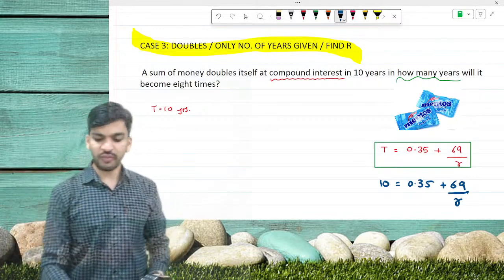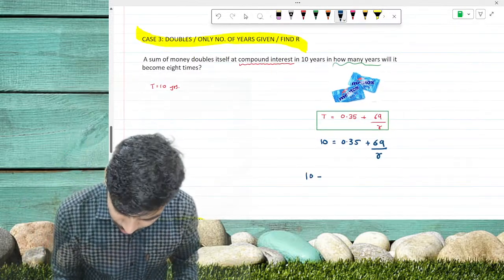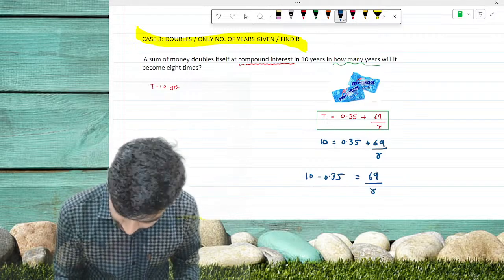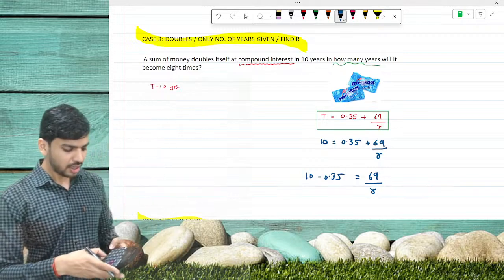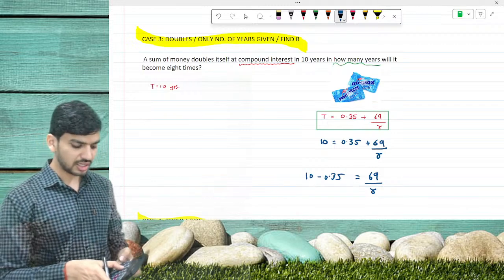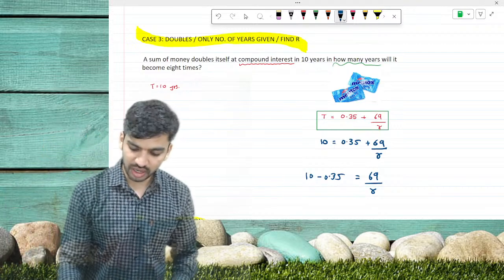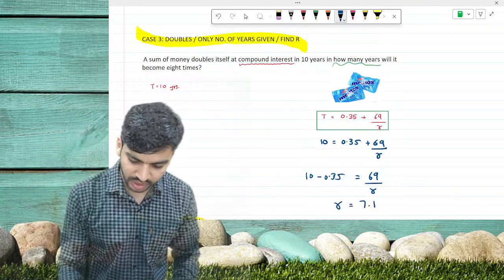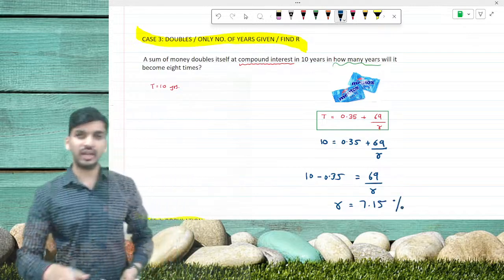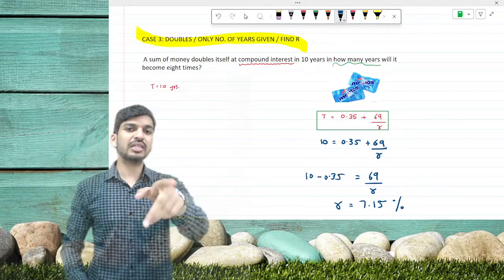To find out the rate of interest, we can substitute the values, that is 10 minus 0.35 is equal to 69 divided by r, and 10 minus 0.35 comes out to be 9.65. That means 69 divided by 9.65 gives 7.15. 7.15% is the rate of interest. If we follow this rate of interest, in 10 years the money is going to get doubled.